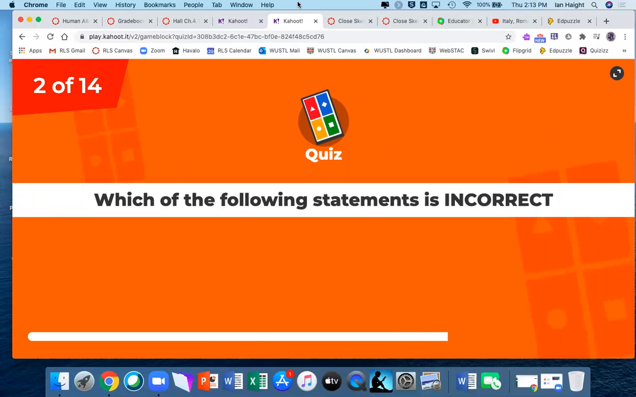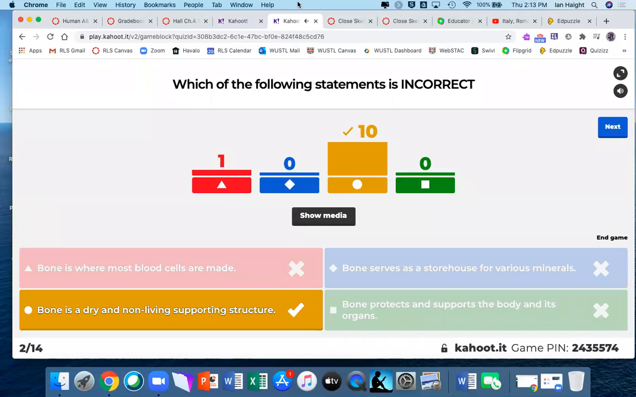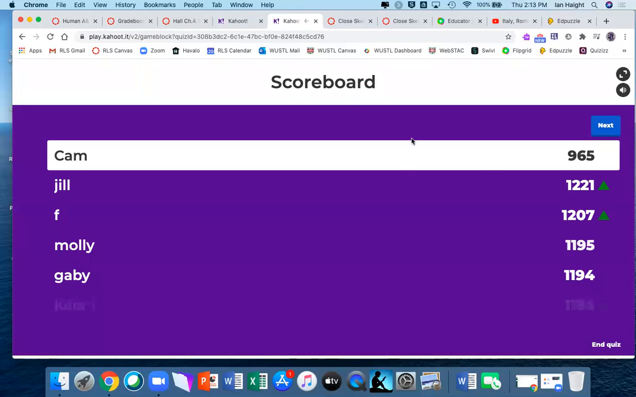Which of the following statements is incorrect? Very good. Almost all of you got that bone is a dry, non-living supporting structure. That is not true. Bones are technically living. All right, Jillian in the lead now.